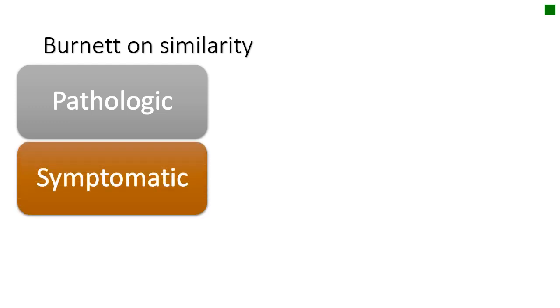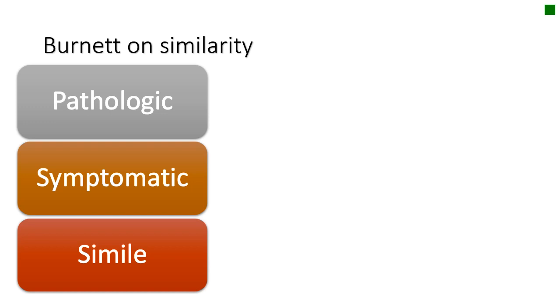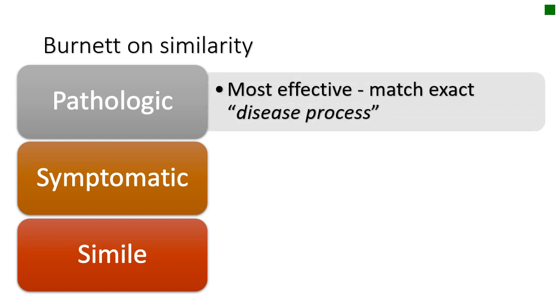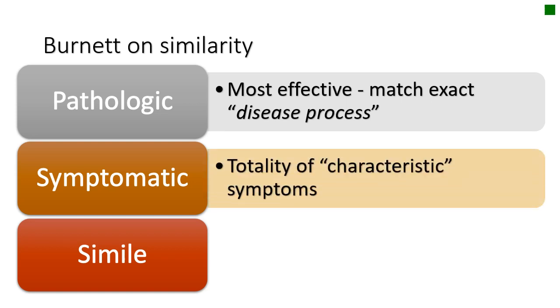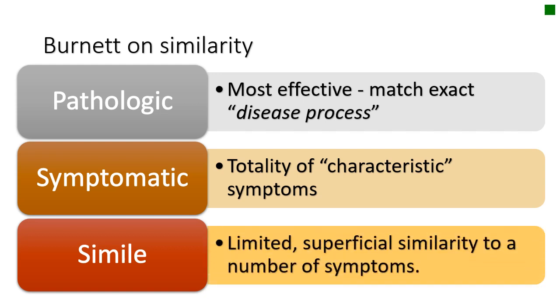Further, let's see what Burnett has to say on similarity. What Burnett says is that a remedy can have a pathologic similarity, a symptomatic similarity, or a simile similarity. A pathologic similarity means that the remedy matches the disease process exactly. A symptomatic similarity is that it matches the totality of characterizing symptoms. The characteristic symptoms are very close to it. And a simile is that it has a limited or superficial similarity to a number of symptoms.